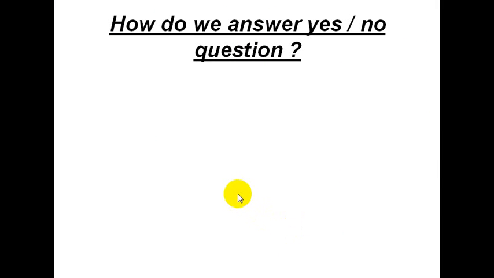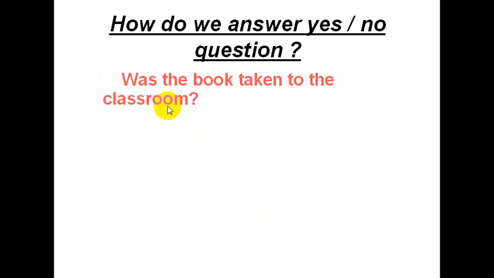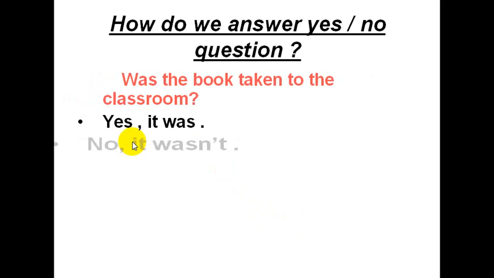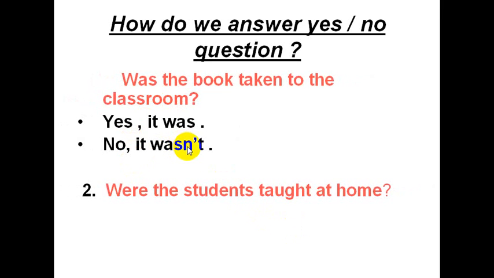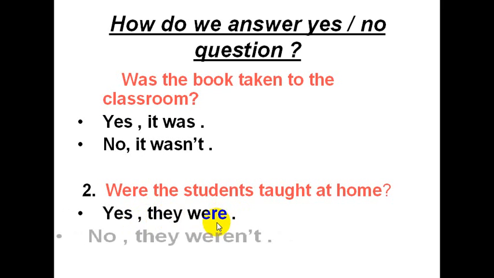Now, how do we answer a yes/no question? Look at the example. Was the book taken to the classroom? Yes, it was. No, it wasn't. Another example. Were the students taught at home? Yes, they were. No, they weren't.